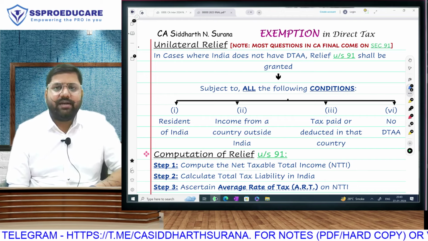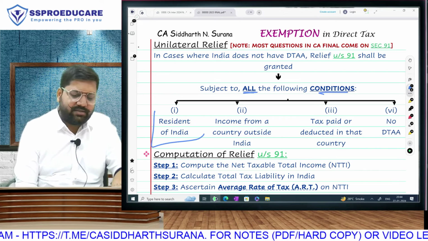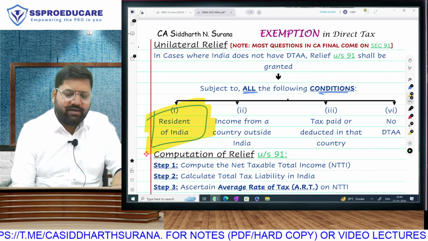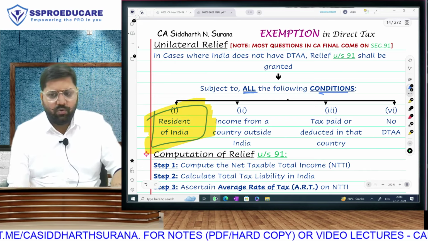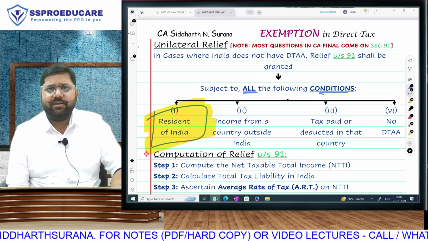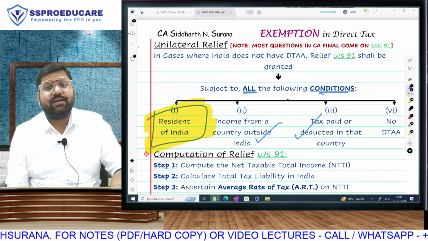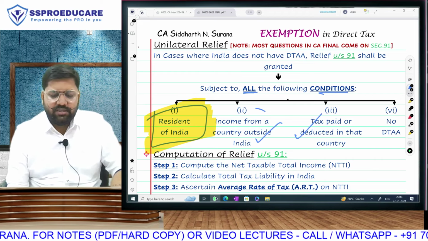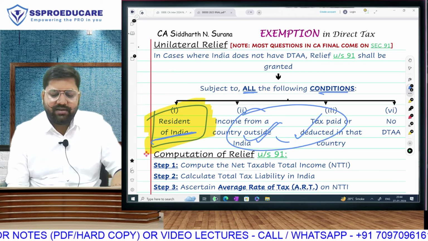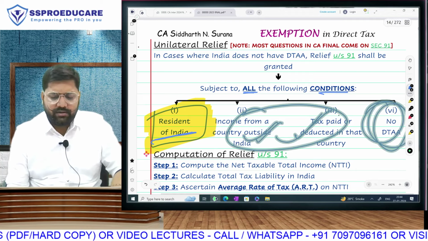So you will get unilateral relief if you fulfill the following conditions. Main condition, deciding condition, every other condition is time pass. Main condition is that unilateral relief will be available only if you are a resident of our country. We are not going to give any unilateral relief to non-residents. So you have income outside India, in that country you have paid tax. This will result in double taxation, no? Because India will levy tax due to residence. That country has levied tax due to source, and there is no DTAA between India and that country.